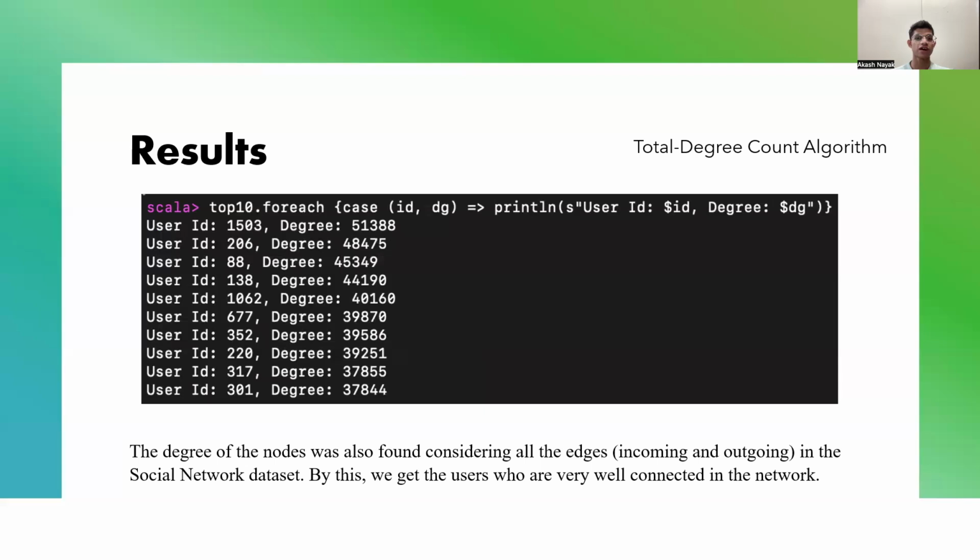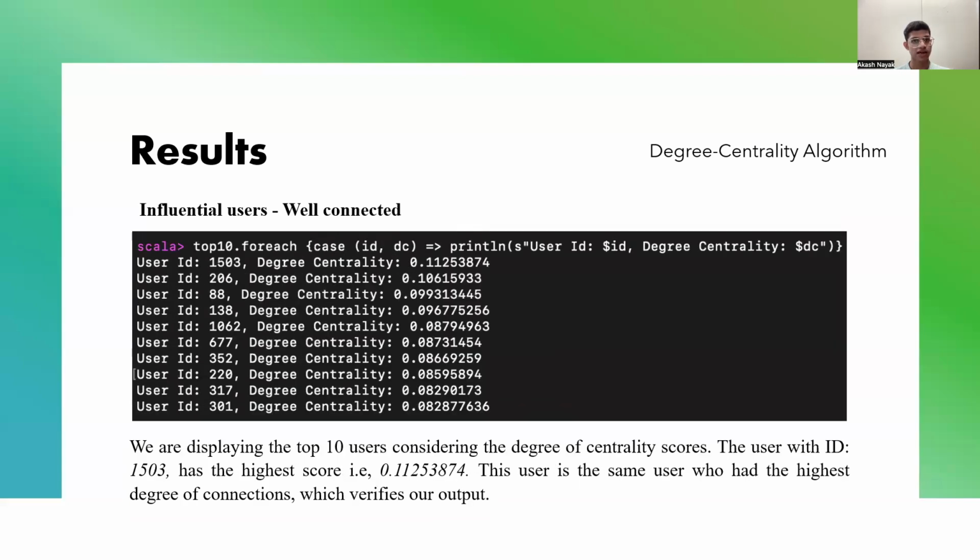This shows how well a user is connected in the graph. While calculating this, we use only directly connected nodes. The next result is about the influential users in the network. Considering the degree of centrality, it is basically obtained from the total degrees of a user in the network. So the degree of centrality is just the normalized form of total degrees, which ranges from 0 to 1.